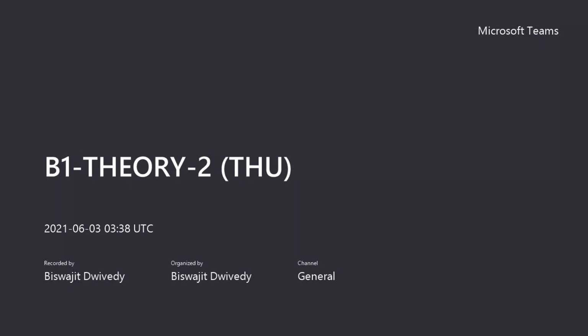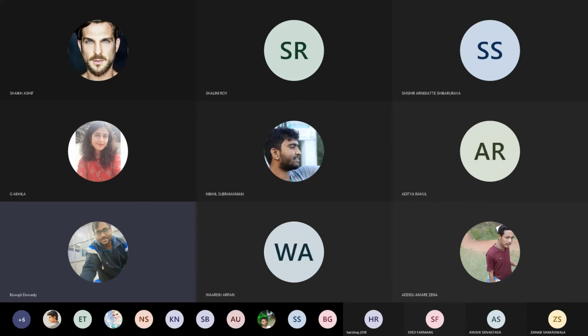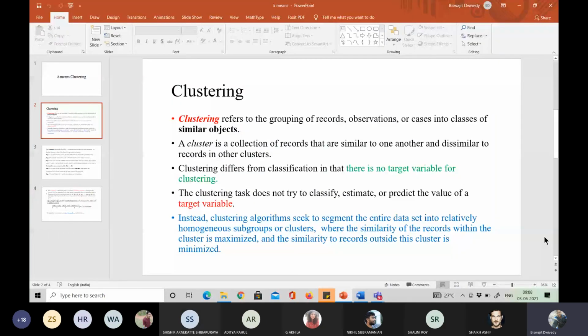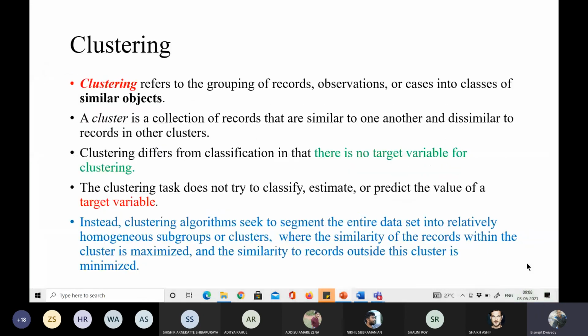Grouping. So clustering basically refers to the grouping of records or observations, or you can say cases, into different types of classes. Classes means that in a class you will be keeping different types of similar objects. One of the best examples of clustering is your email filtering. So we are using that one. That type of algorithm is used in our email filtering programming.